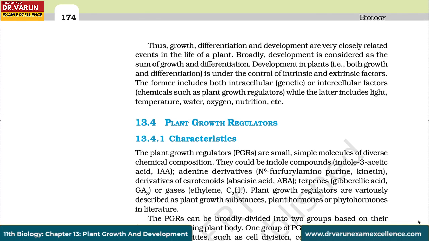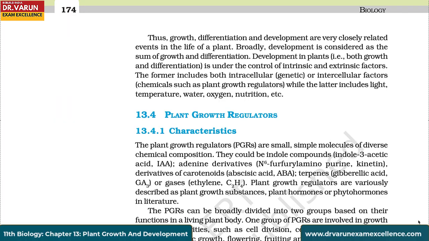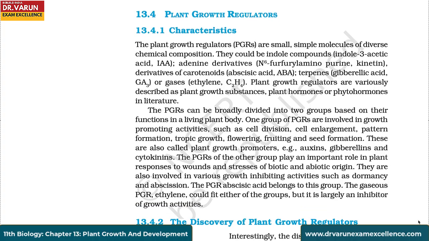Development in plants, that is both growth and differentiation, is under the control of intrinsic and extrinsic factors. The former includes both intracellular or genetic or intercellular factors, chemicals such as plant growth regulators, while the latter includes light, temperature, water, oxygen, nutrition, etc. Plant growth regulators. Characteristics. The plant growth regulators or PGRs are small, simple molecules of diverse chemical composition. They could be indole compounds like indole-3-acetic acid, IAA, adenine derivatives like N6-furfurylaminopurine, kinetin, derivatives of carotenoids like abscisic acid, ABA, terpenes, gibberellic acid, GA3, or gases, ethylene, C2H4. Plant growth regulators are variously described as plant growth substances, plant hormones or phytohormones in literature.